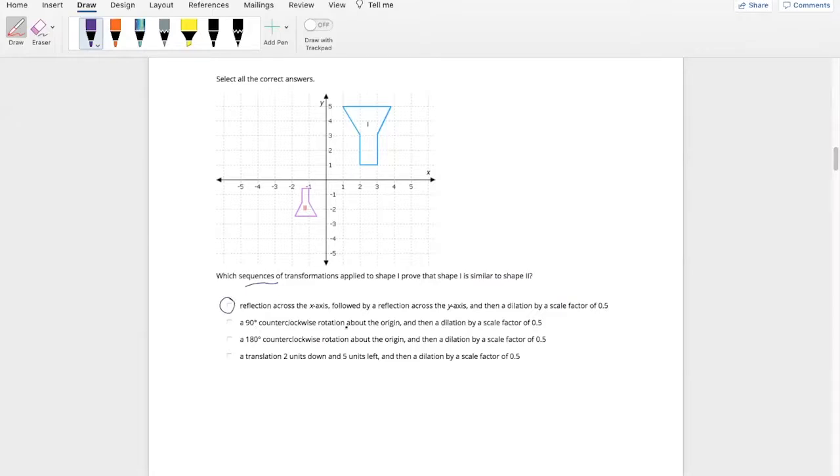A 90-degree counterclockwise rotation, and then a scale factor of 1/2. That's going to end up here. It would also have a scale factor of 1/2, so it would still become the same shape.